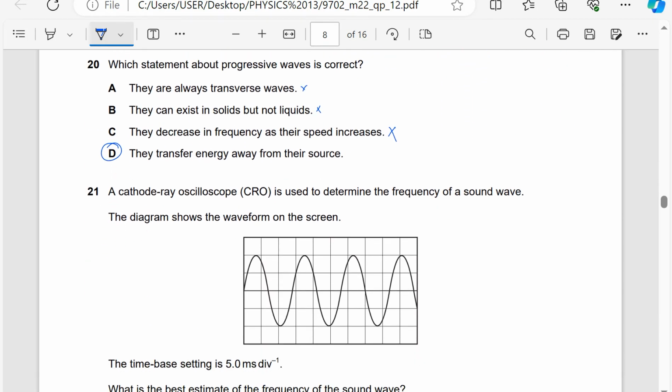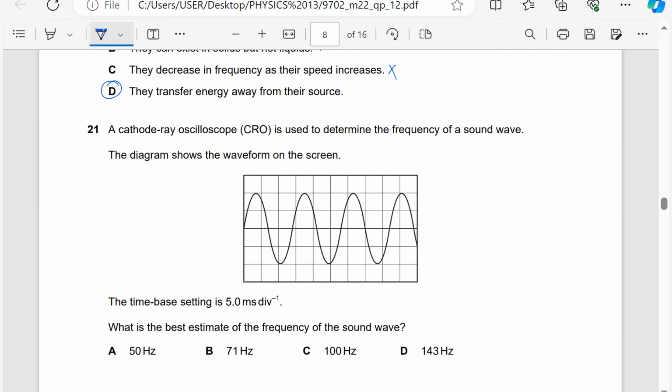A cathode ray oscilloscope is used to determine the frequency of a sound wave. The diagram shows the waveform on the screen. The time-base setting is 5 milliseconds per division. What is the best estimate of the frequency of the sound wave? Let me see how to find the length of one cycle in divisions. So we are seeing that 2.5 cycles are represented by 1, 2, 3, 4, 5, 6, 7 divisions.